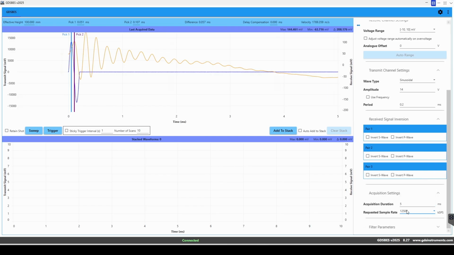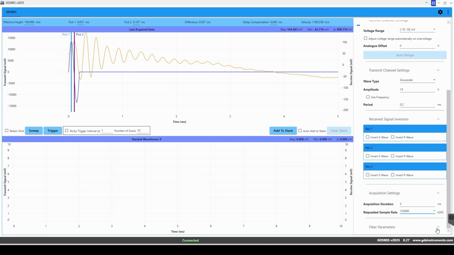So the best advice we would suggest is to use a shorter acquisition duration for high frequency signals where only a few cycles are needed. Use a longer acquisition duration for slower waveforms or when viewing multiple cycles, and select a sample rate that is at least 2 to 5 times higher than the highest frequency of interest. This is to ensure accurate representation.